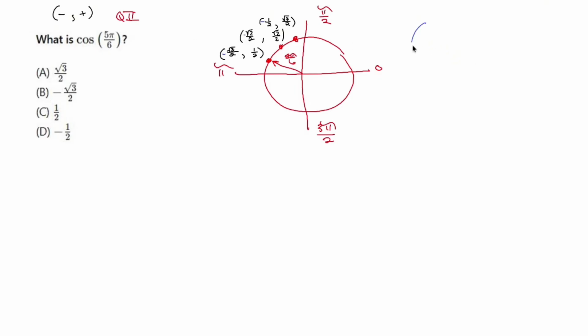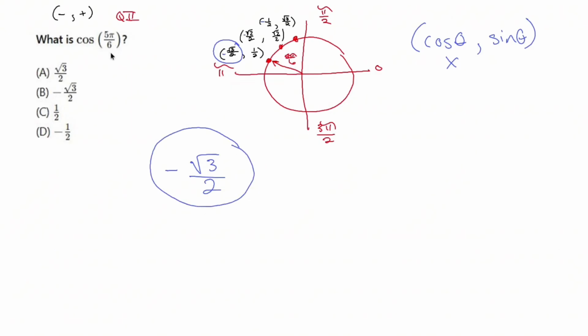Cosine is the x value. Okay, so you have a cosine theta, you have a sine theta, and cosine is the x value, and that's what we want. So since I care about this point right here, I'm going to label the x value right there at that point, which happens to be negative root 3 over 2. So the cosine of 5 pi over 6 is going to be negative root 3 over 2. And that's how you do it.